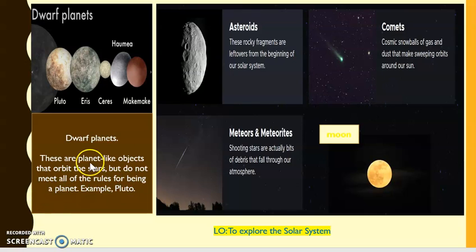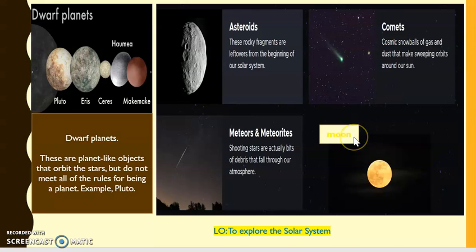The asteroids. The asteroids are small objects which are made of metals and rocky materials. So actually they are fragments of leftovers from the beginning of our solar system. The comets are like the asteroids, but are made of rocky materials, dust and ice. The meteors and meteorites. These are shooting stars and are actually bits of debris that fall through our atmosphere.